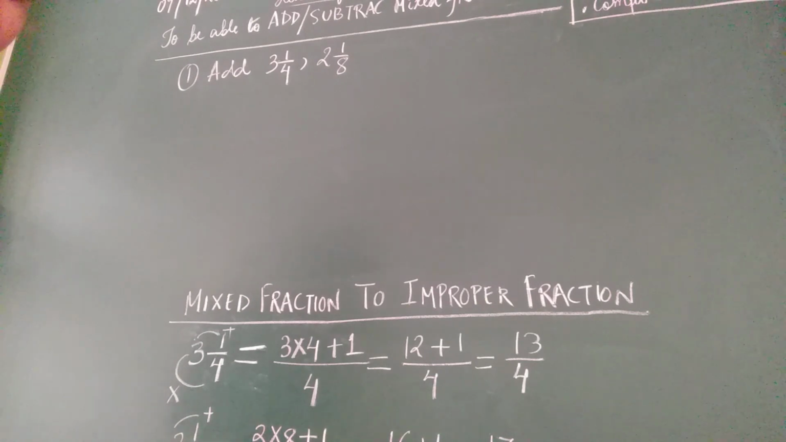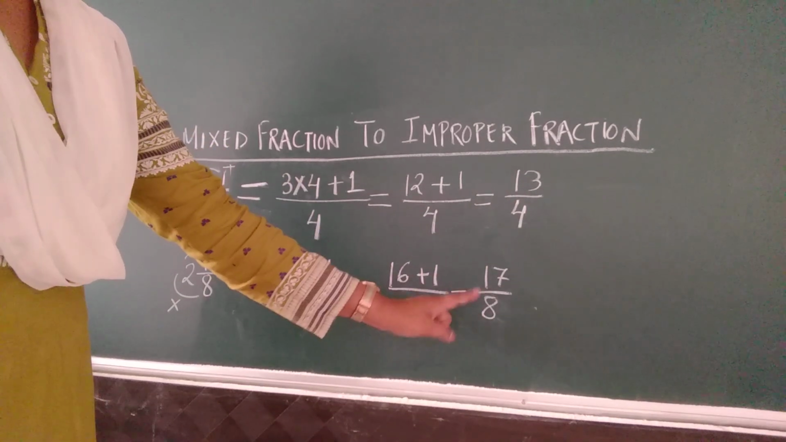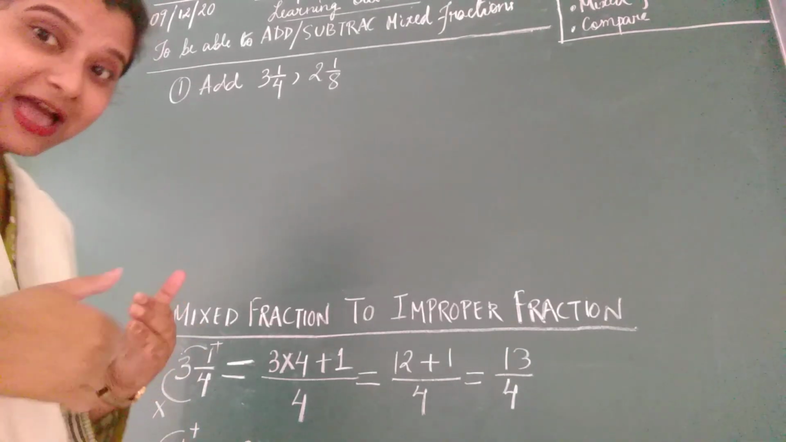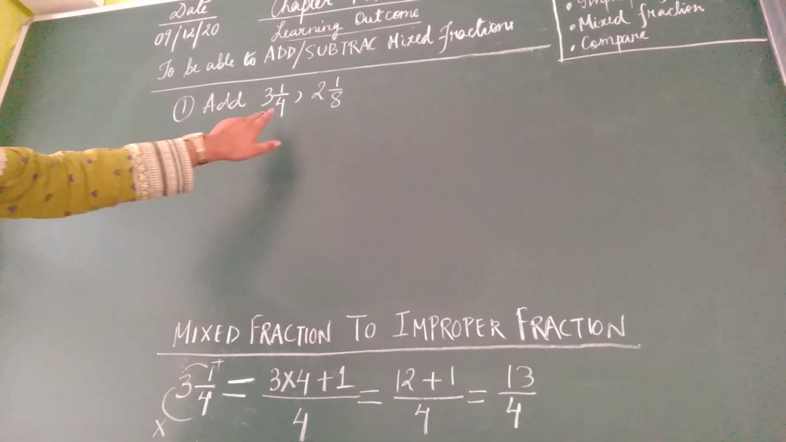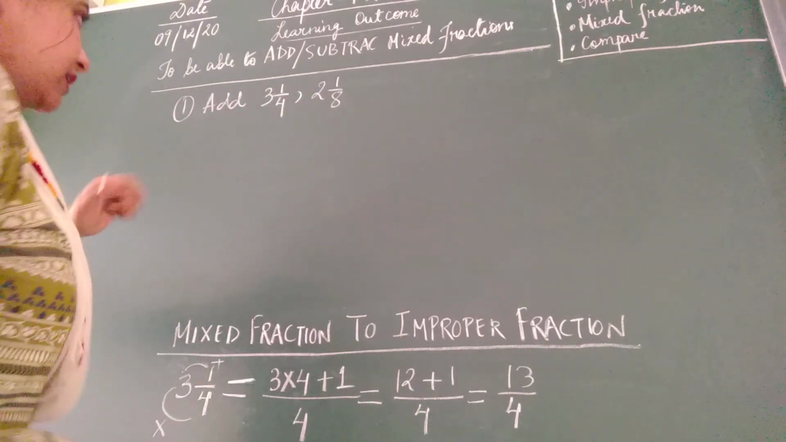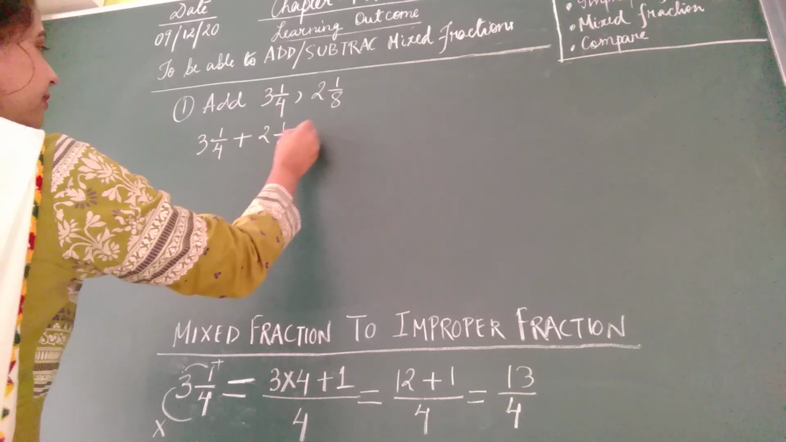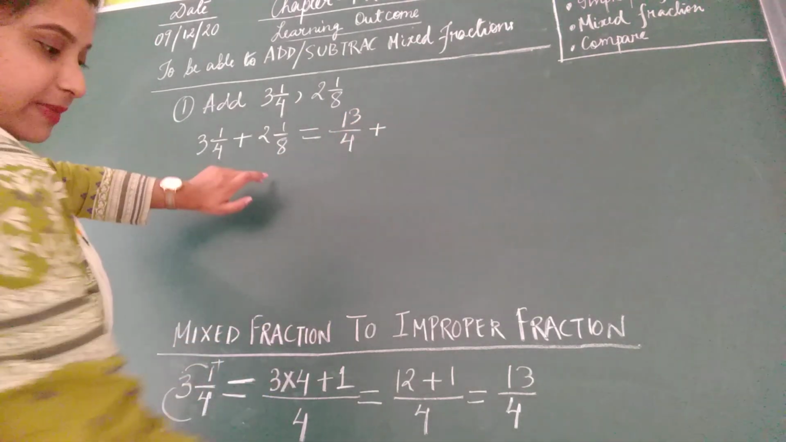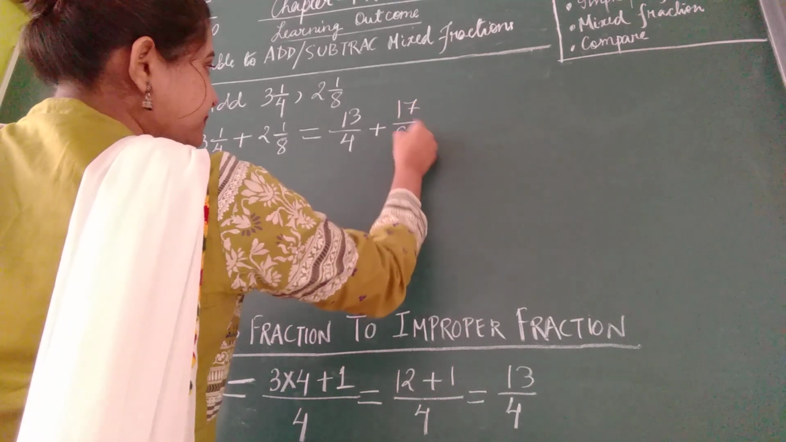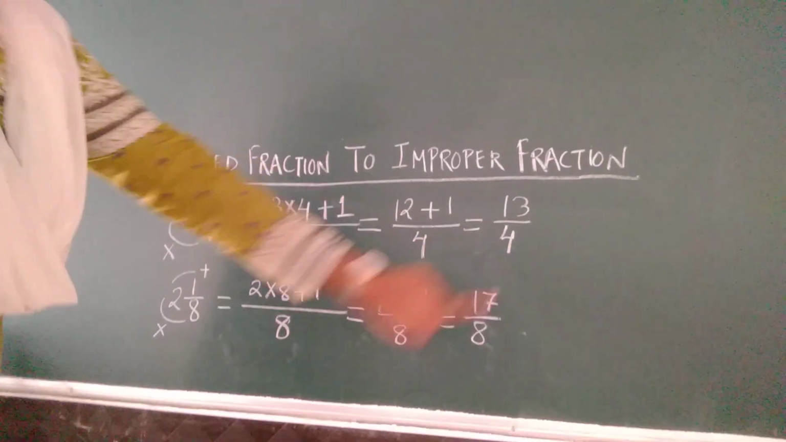So we have converted the mixed fractions into improper fractions here, right? 13 by 4 and 17 by 8. Now how can we add the mixed fractions or how can we subtract? So we take these two examples only, 3 1 by 4 and 2 1 by 8. So we had converted 3 1 by 4 and 2 1 by 8, isn't it? 3 1 by 4 is 13 by 4 and 2 1 by 8 is 17 by 8. Right, as done here.